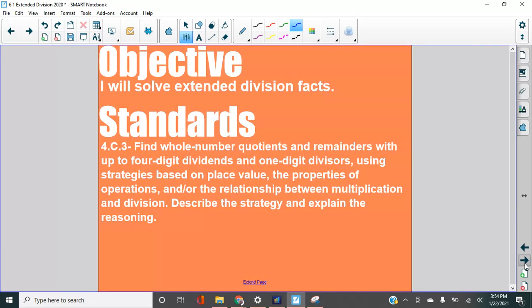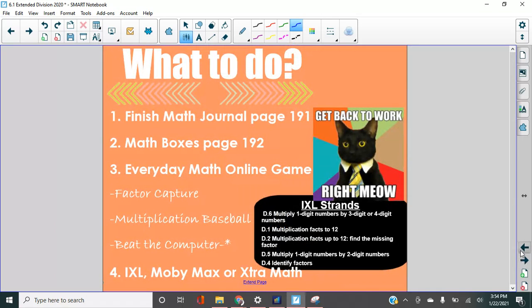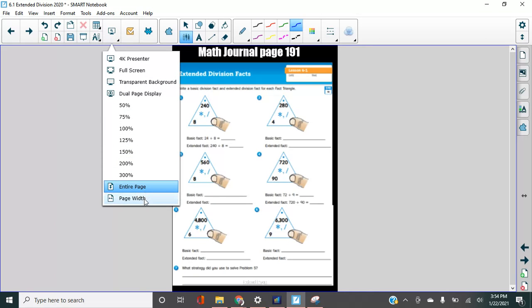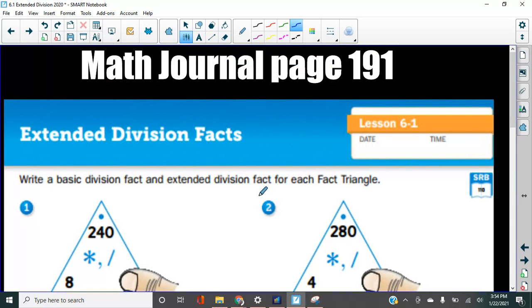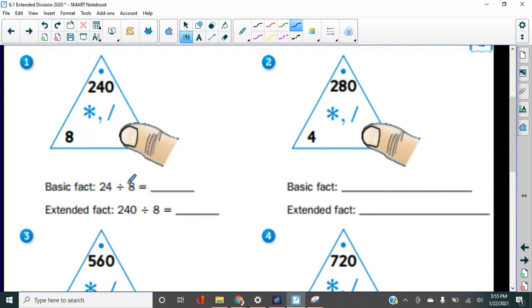All right, our goal, right? Solving extended division facts. So you will work on Math Journal page 191. I think that's the only page. Yep. And you'll look at the card here and you'll find the basic fact. That's small. Let's make it bigger. So the basic fact starts with 24 divided by 8, right? This part, 24 divided by 8.